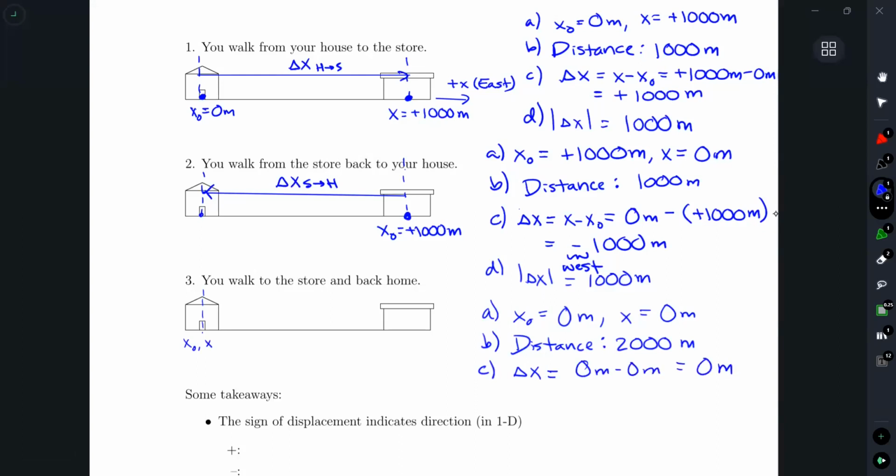Okay, there's the big difference. Displacement is only worried about your overall change in position. No matter how far you went, if you went around the world but ended up back at your house, your displacement is 0. The distance could be very large. So they are two different things, and one of them cares about direction while the other does not. So distance doesn't care, displacement does. And the magnitude of your displacement is also just 0.